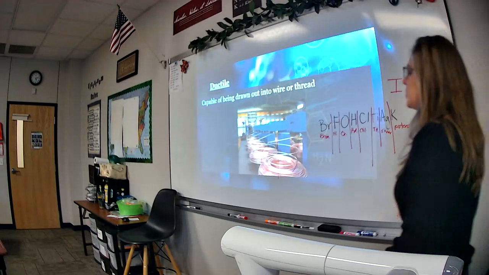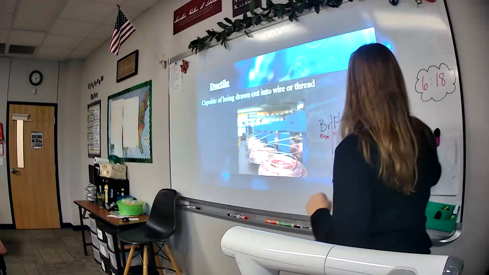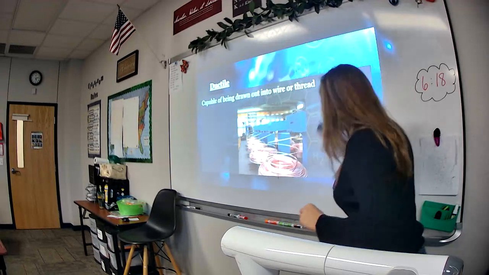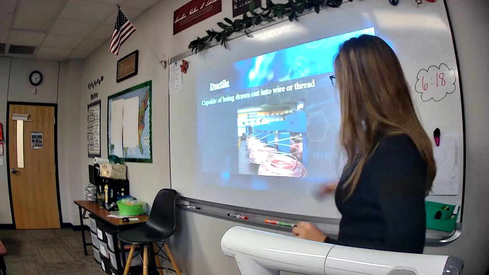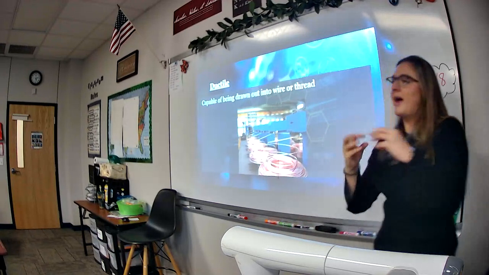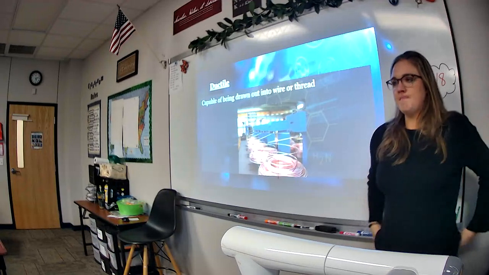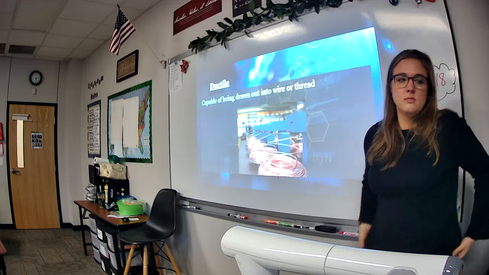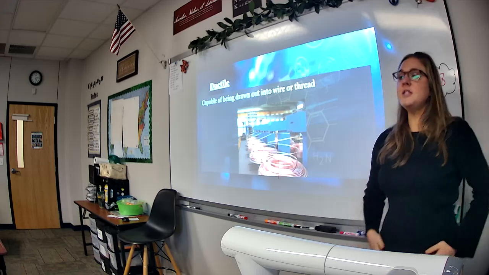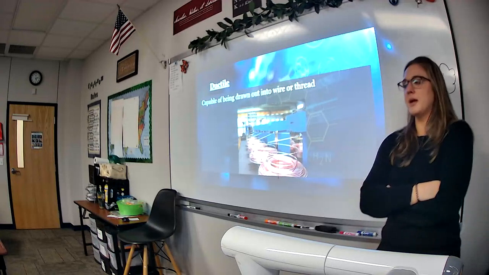Ductile. This should be a review, hopefully. Ductile is a property of some metals where they are capable of being drawn out into a wire or thread, like that duct tape I was telling you about. Okay, that should be a review from last unit. We will use it in this unit when talking about some of the metals. It's a property of some metals.